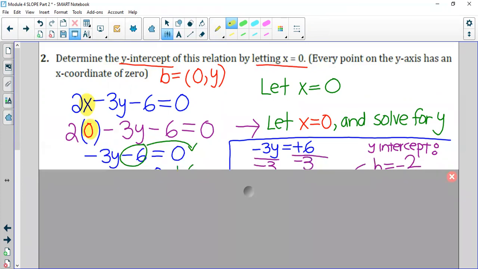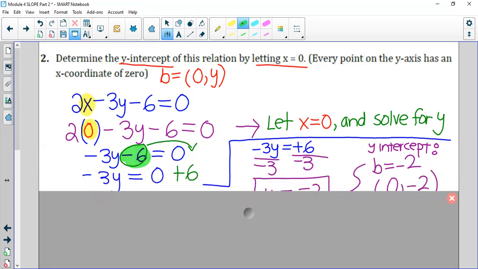That gives me 2 times 0 minus 3y minus 6 is equal to 0. 2 times 0 is equal to 0. So now this is where our algebraic skills come into play. We are letting x equal 0 and we are solving for y. I don't have to write that twice. So when I do that, I have to bring the -6, highlight that in green, I'm bringing the -6 over to the other side.